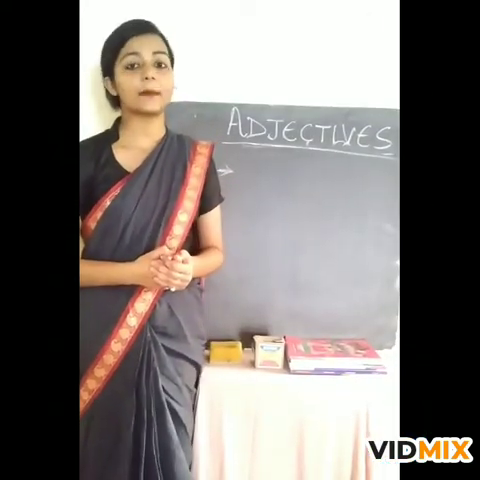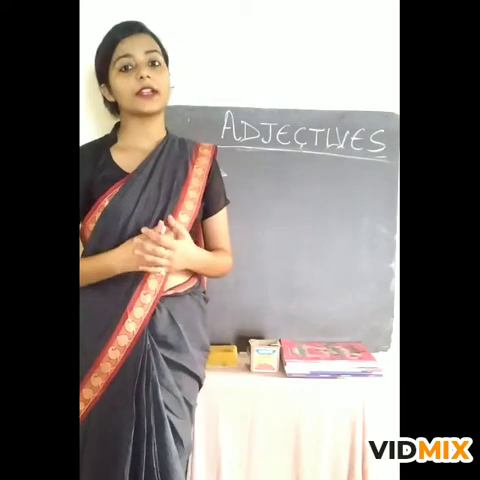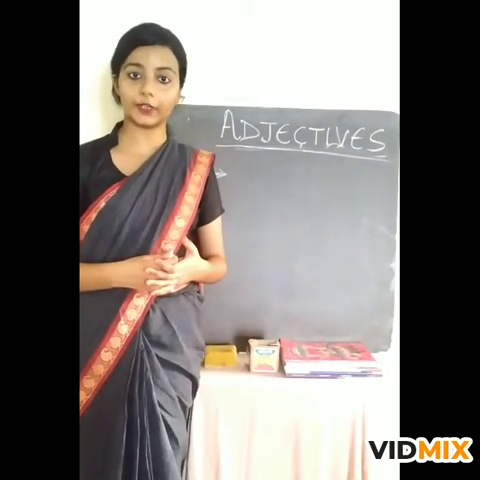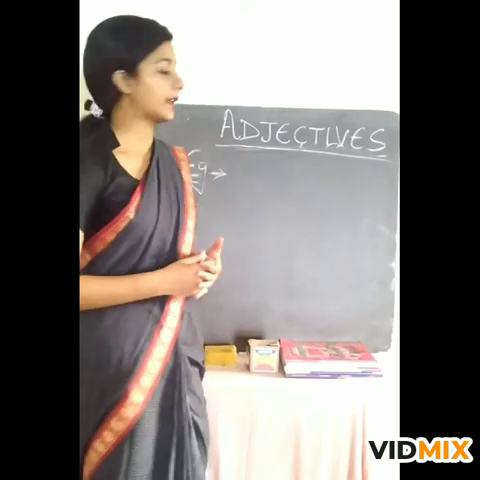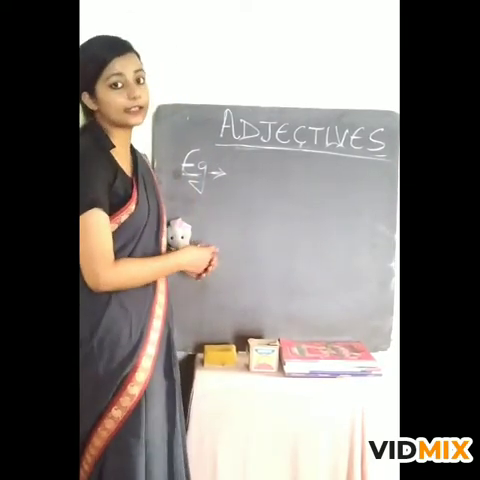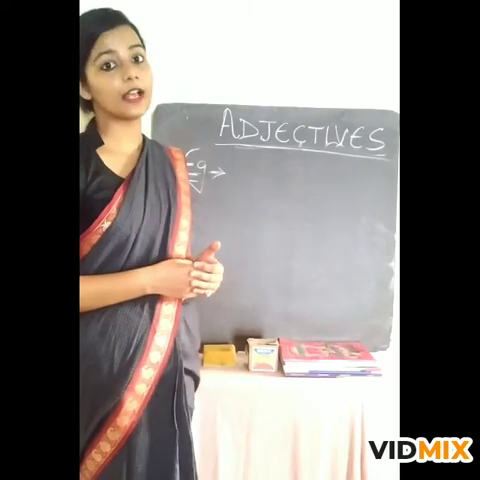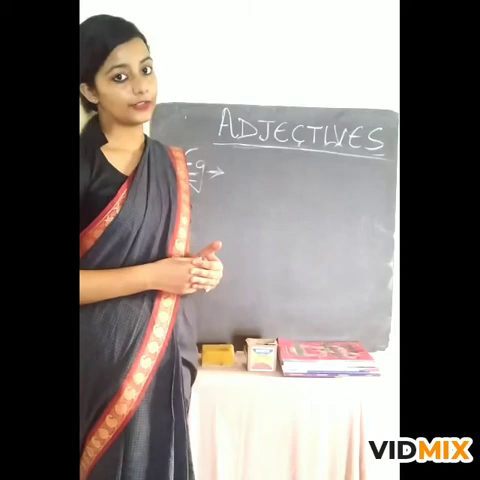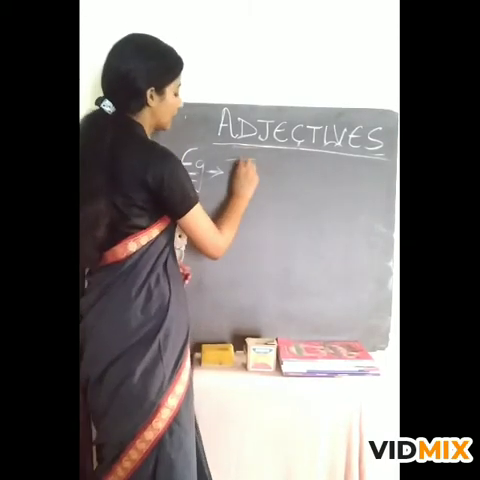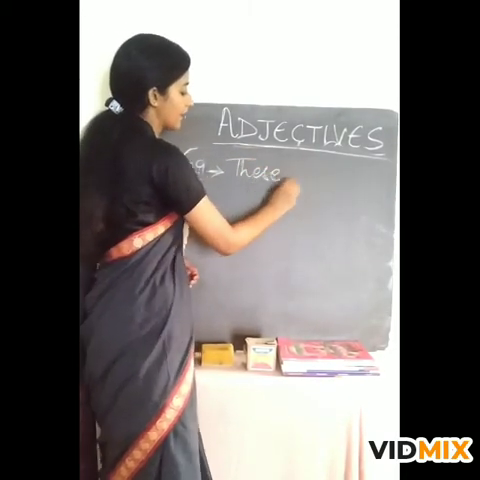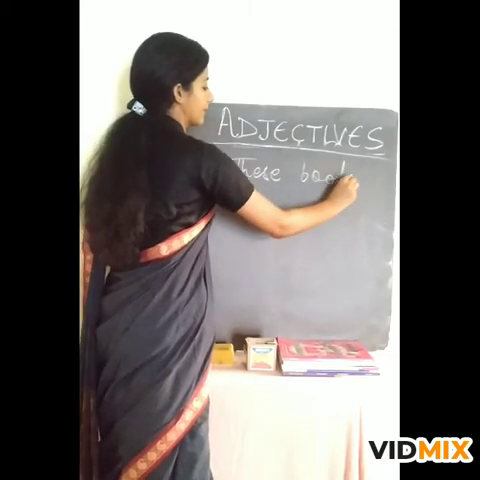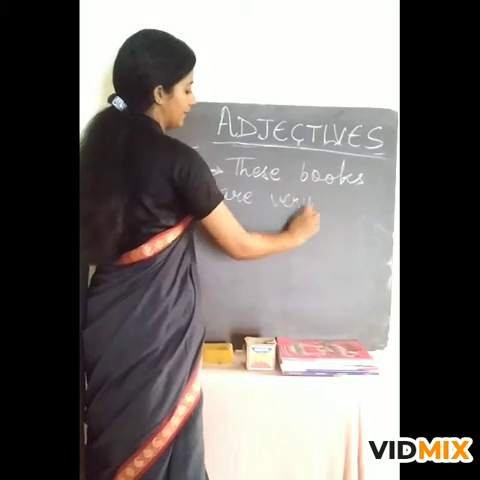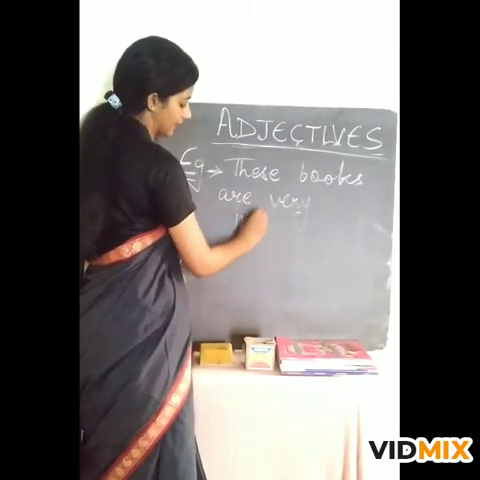The next is the demonstrative adjectives. Demonstrative adjectives describe or just point out any particular person or thing. For example, this, that, these, those, such, all these are the examples of the demonstrative adjectives. These books are very interesting.